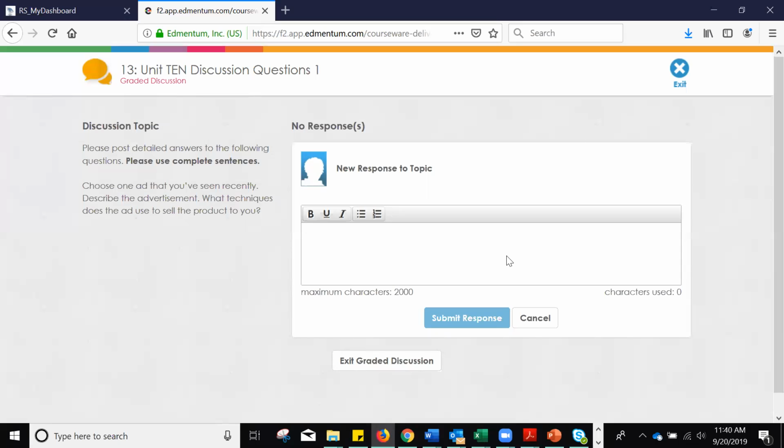If you do use material from outside sources or from other students, this is plagiarism and a violation of the honor code, and you will not receive a grade for it. If you do have questions about that, please let me know.